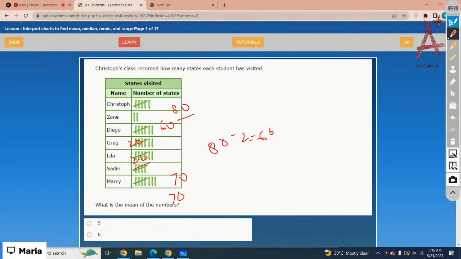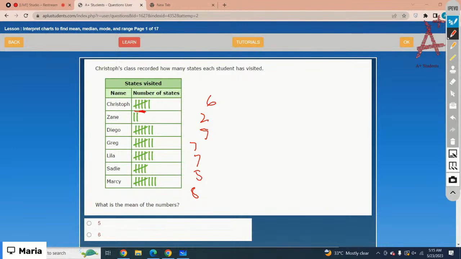One complete symbol means 5, and 5 plus 1 is 6. Here you have 5 and 2, 7. Here you have 5 and 2, 7. Here you have 5 and 2, 7. 5 and 3, 8. You have to calculate the mean.